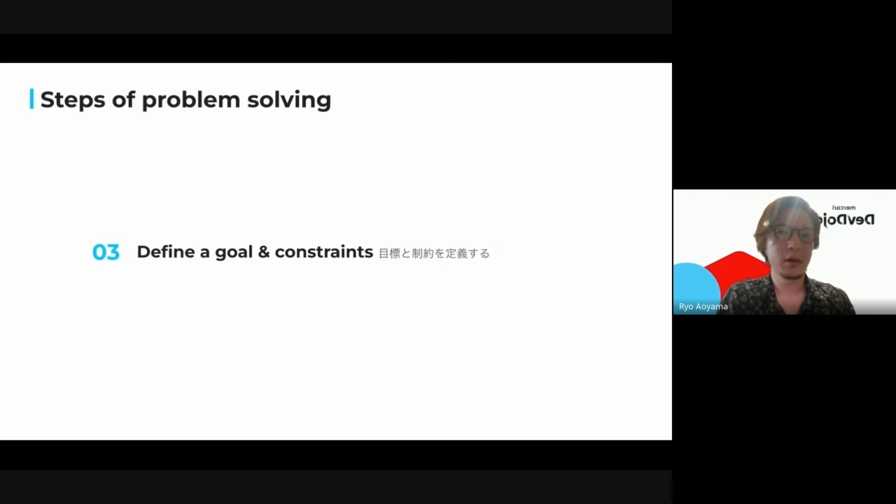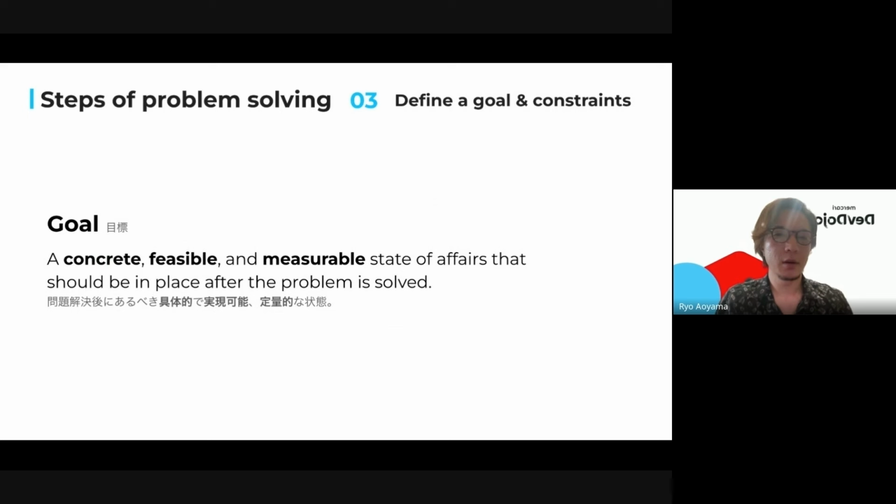So we were able to dissect and analyze the problem. Next, we will define the goal after solving it, and also we will define the constraints. When I say goal, it is the to-be state once the problem is solved. It is very important for coming up with solutions, so the goal has to be very concrete.